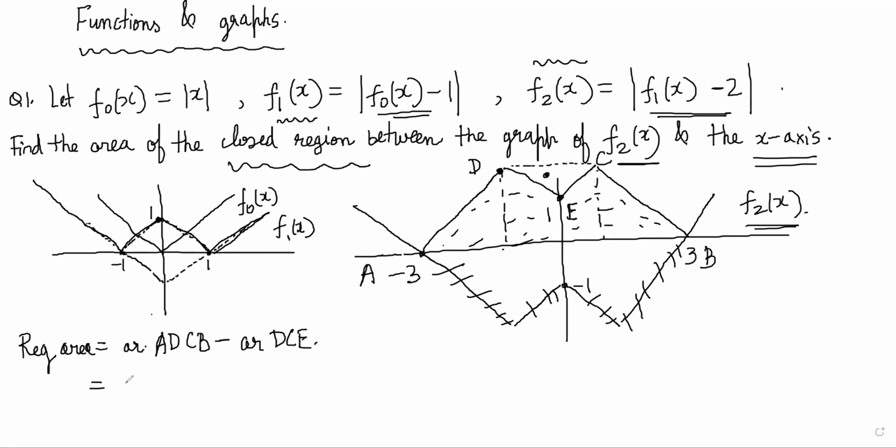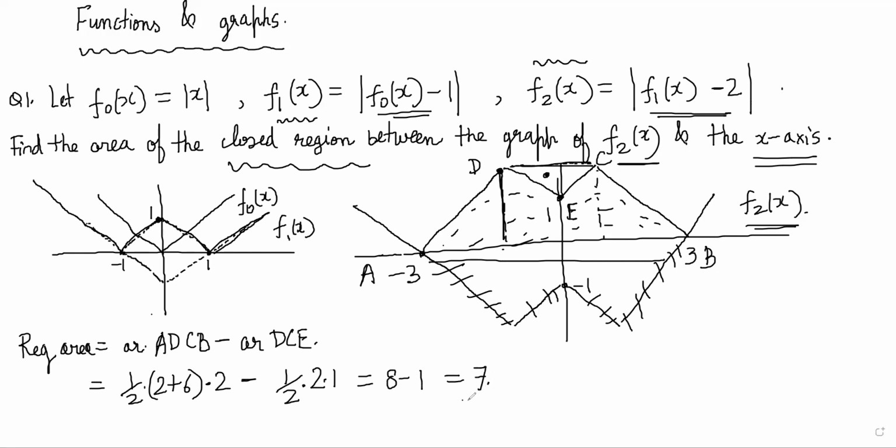So area of the trapezium becomes half into sum of the parallel sides. This side is 6 units and this side is 2 units. So half into 2 plus 6 into distance between them, which is 2 units. This height is 2 units. Minus area of triangle, which is half into base into height. This is 2 units and height is 1 unit. So half into 2 into 1. So this becomes basically 8 minus 1, which is 7.